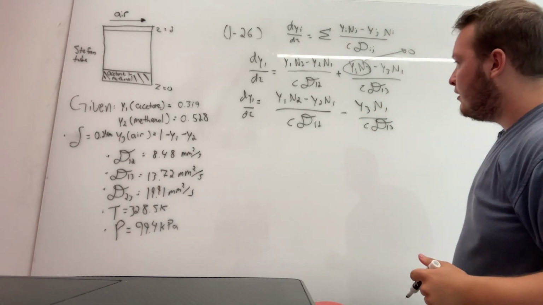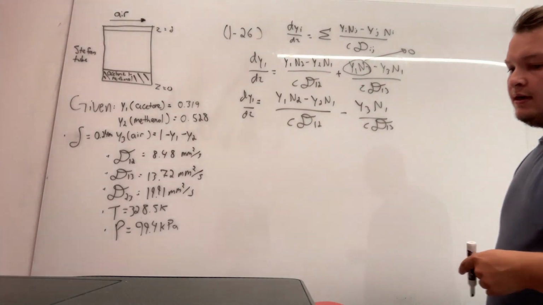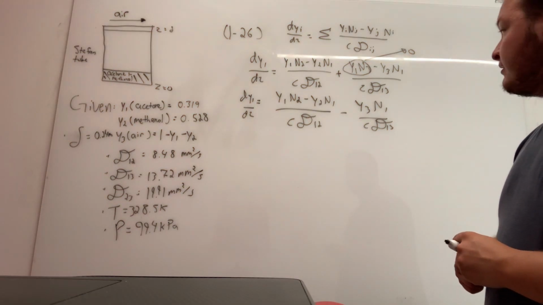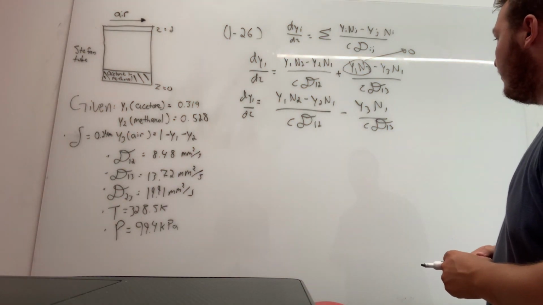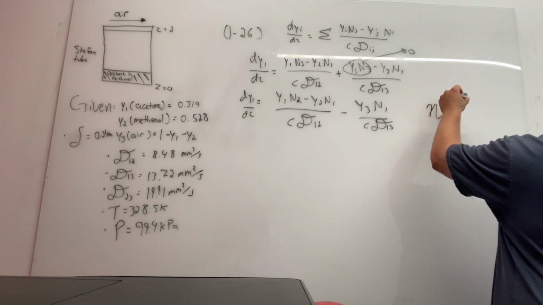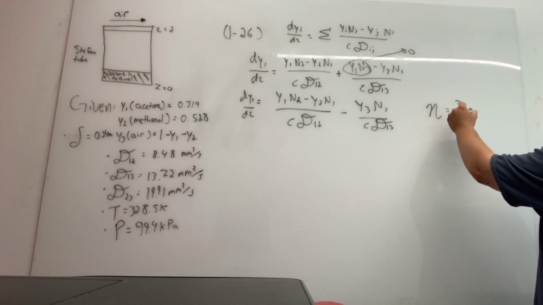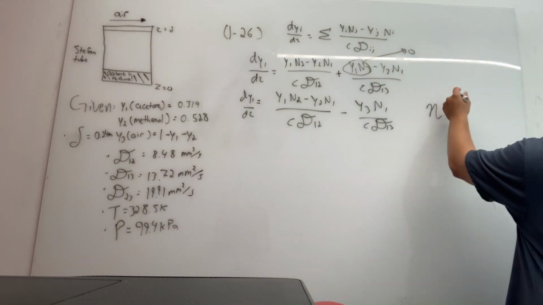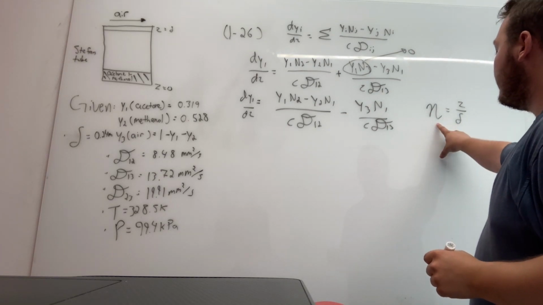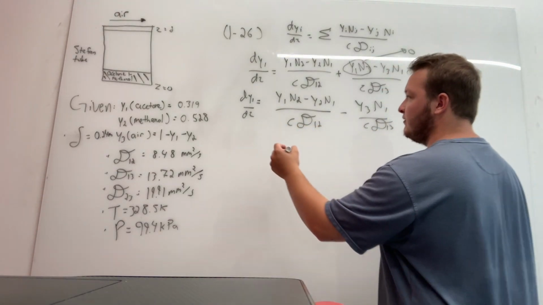That's a pretty important step. The next thing that we're going to do is introduce the variable eta, which is going to be equal to z over delta. What we can do with this is play with this a bit and put it right here.